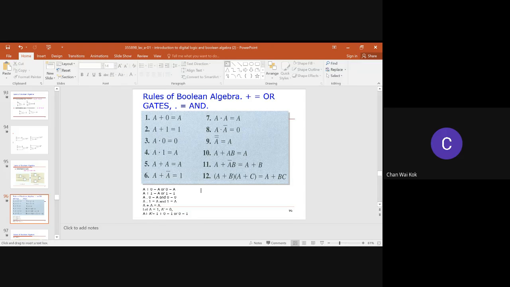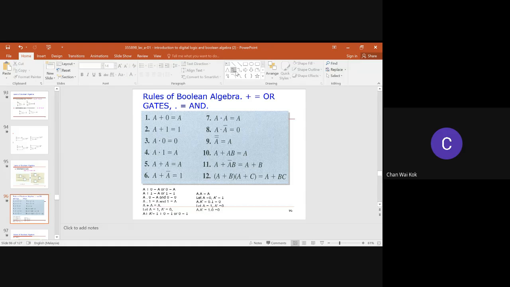Let's go to another one. A times A equals A. A times A bar equals, let's say A equals 0. So A bar will equal 1. So A times A bar equals 0 times 1 equals 0. You can also let A equal 1. A bar will equal 0. So A times A bar equals 1 times 0 equals 0.